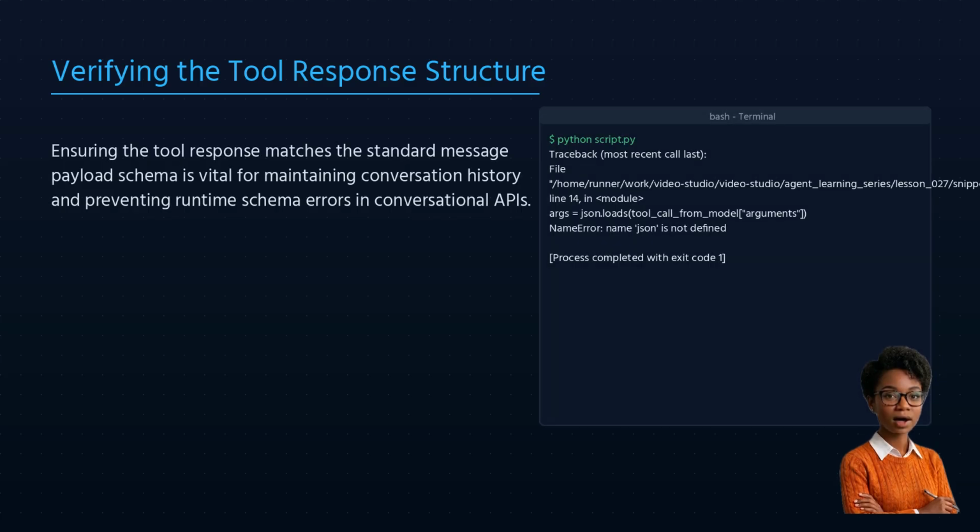Right here in our terminal log, as you can see, our script failed with a name error. Name JSON is not defined on line 14. This tells us that Python doesn't recognize the JSON module, which we're attempting to use with JSON.loads to parse our model's arguments. The simple fix, as many of you might have already guessed, is that we forgot to include a crucial import JSON statement at the top of our file. It's a common oversight, and a fantastic reminder that even core Python modules need explicit imports to be used.